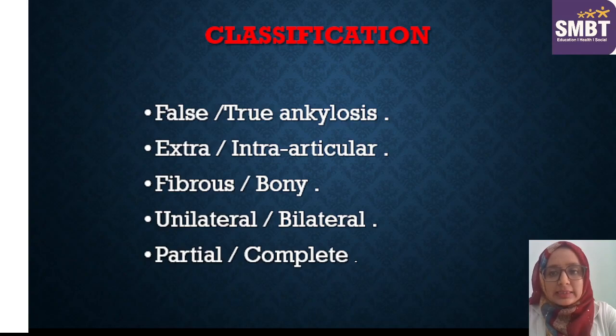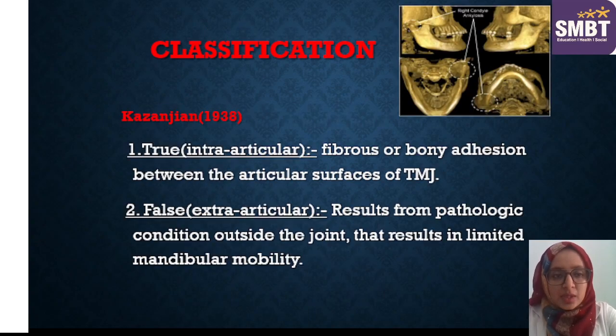Now how can we classify ankylosis? By 4 to 5 ways. First is false or true ankylosis, according to intra- and extra-articular ankylosis. According to the type of material which causes ankylosis, it is fibrous or bony. According to the location, unilateral or bilateral ankylosis. According to the extent of the ankylotic mass, that is partial or complete ankylosis.